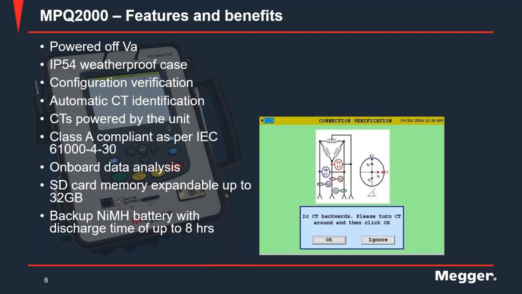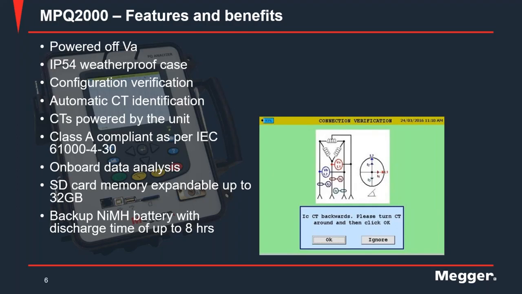There is a configuration verification feature on the MPQ2000. Before you actually start the recording, the unit conducts some preliminary checks and lets you know if there's something wrong with the configuration. So let's say you program the recorder to record on a Y connected system, and you hooked up the recorder on a Delta connected system, then you will get an error message saying that there's something wrong here, and you need to check your connections. If you connect your CT backwards, you're going to get a warning message. So all these different checks are done by the unit, and that kind of minimizes operator error.